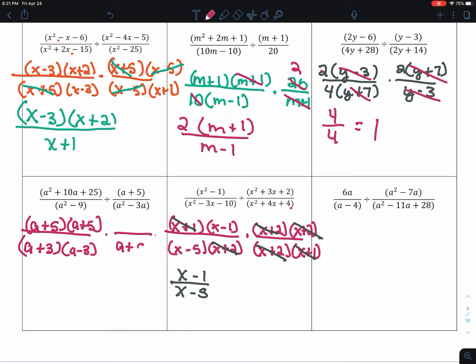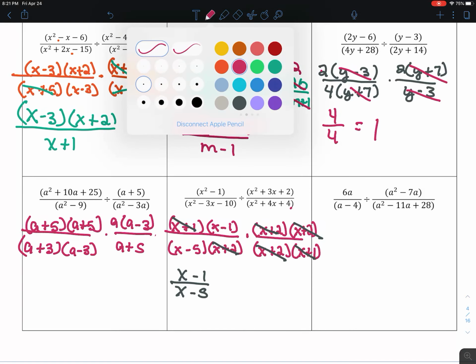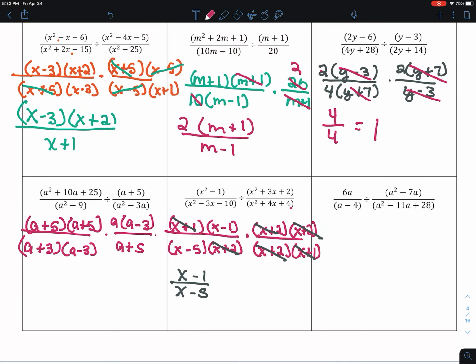All right, so I've got to flip this. So a plus 5 goes on the bottom. I'm going to factor out an a here, and I get a minus 3. And then what's going to cancel? a plus 5, a minus 3. Get it? Because I can't cancel both of those a plus 5s, only one. So I am left with, I forgot to change, a plus 5 times a over a plus 3.